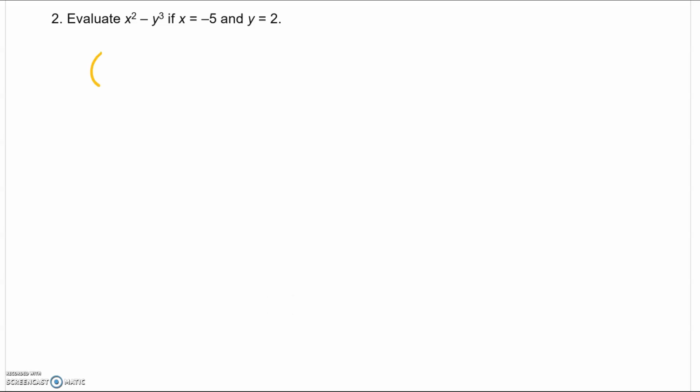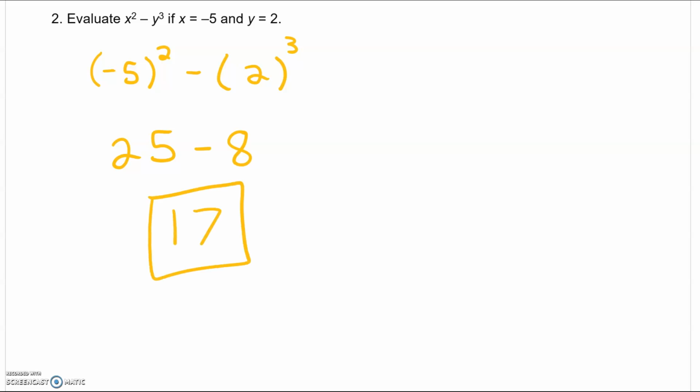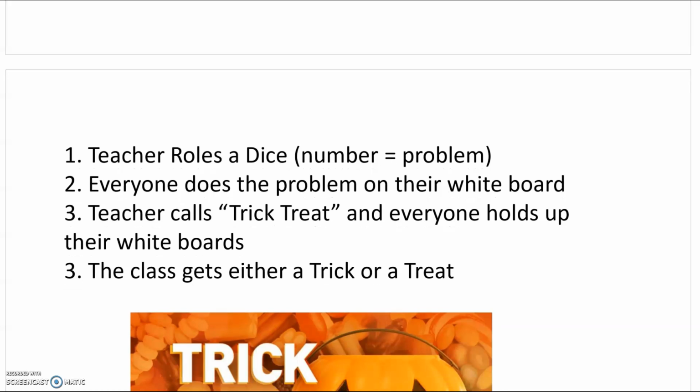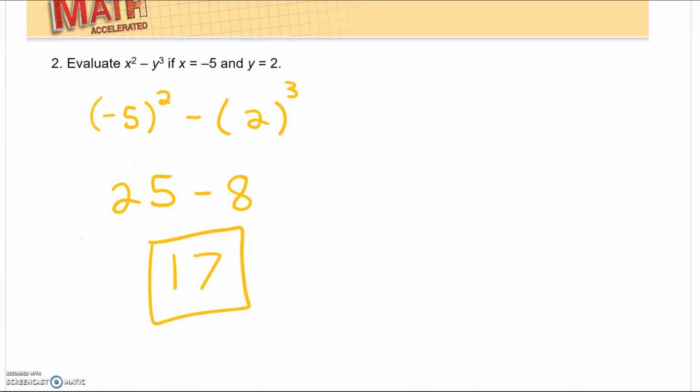Okay, so we replace our x with -5. So (-5) squared minus, replace y with 2 to the 3rd power. So -5 times -5 is 25, minus 2 times 2 times 2, or 2 to the 3rd power, is 8. So 25 minus 8 is going to give us an answer of 17. All right, so that is it for our examples today. Good luck.